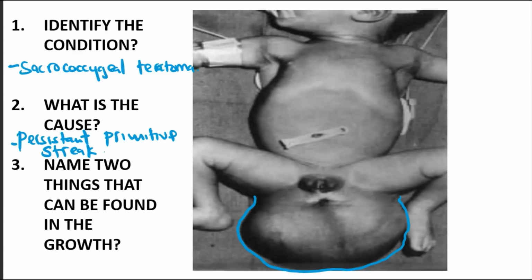Name 2 things that can be found in the sacrococcygeal teratoma. Here you can find anything. You can find teeth, you can find hair, you can find bone. Because there are stem cells that are found in the sacrococcygeal teratoma, so they can differentiate into anything.